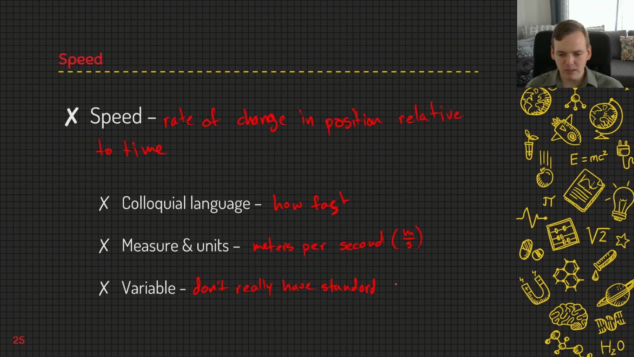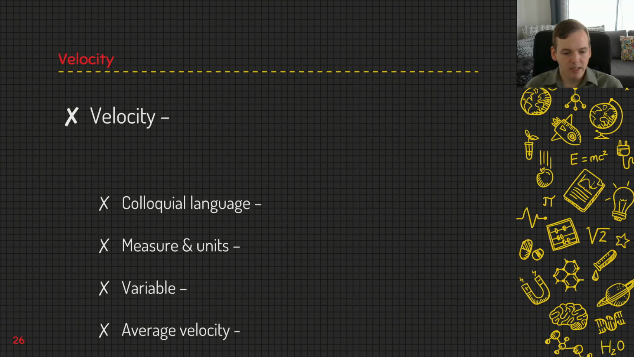Sometimes you'll see s, sometimes you'll see what looks like absolute value of v. That's a way of saying the magnitude of v. But generally speaking, if you're asked about speed, you'll probably just write speed equals whatever meters per second, because there isn't really kind of a standard thing for speed. Velocity, on the other hand, is much more common.